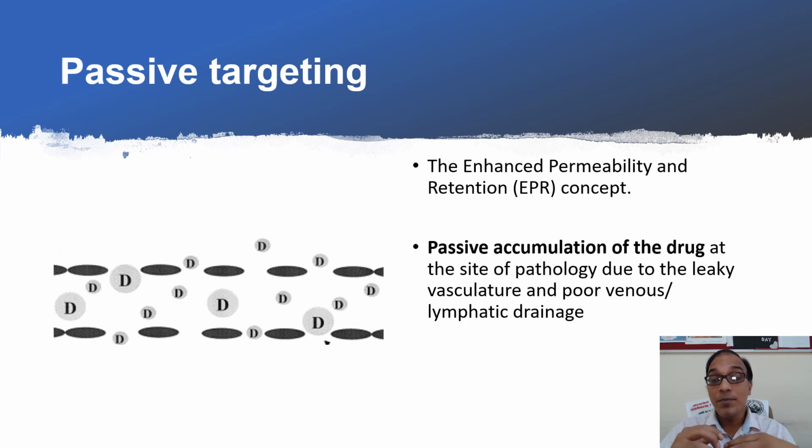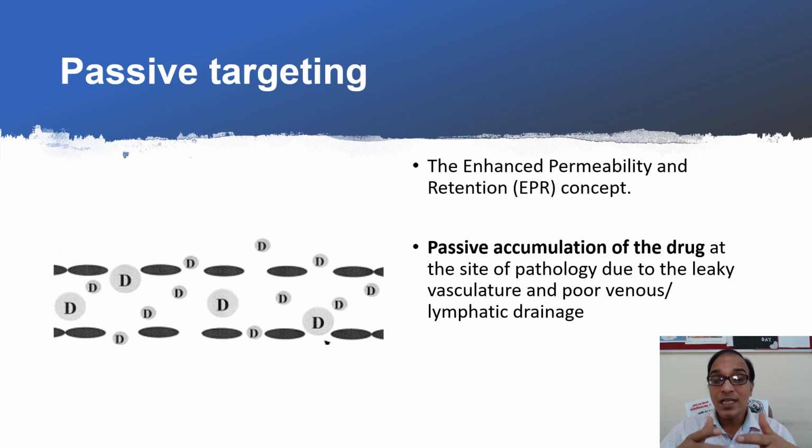The enhanced permeability and retention concept, the EPR concept, is there. Passive accumulation of the drug at the site of pathology due to the leaky vasculature and poor venous lymphatic drainage can be availed. What happens then? The solid tumors are there in the body, in the nearby area, in the capillaries, the perforations are very prominent, as large as 800 nanometer. In the normal range, it may be around 60 nanometer.